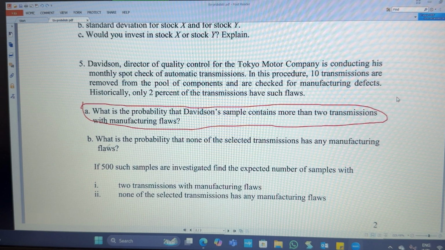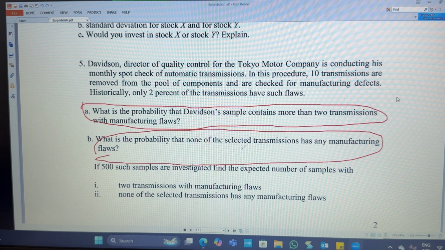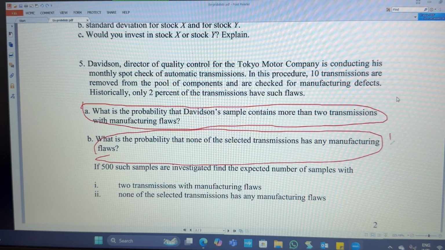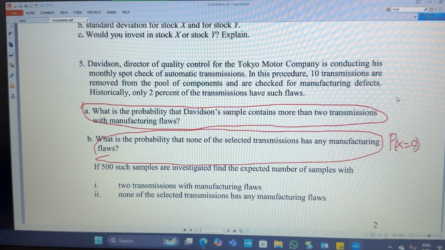Here, this is also the answer. What is the probability that none of the selected transmissions has any manufacturing flaw? This you already calculated here. So it means now you have to find P of x equal to 0. That you already found here, so you can give that answer here.